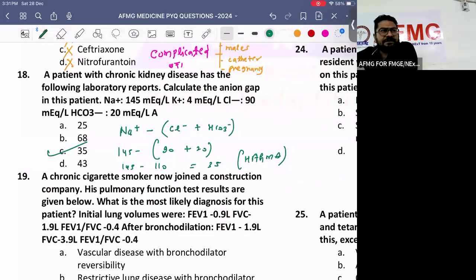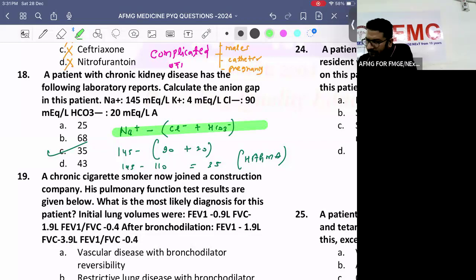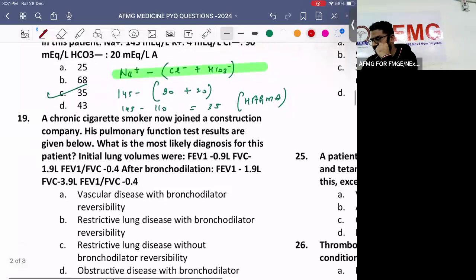Sometimes they can ask you to make a simple calculation. Anion gap कैसे निकालते हैं? सोडियम माइनस नेगेटिव आयन. Sodium minus sum of negative ions. So this is the formula that you should remember. Sodium minus sum of negative ions. Am I clear? This is the formula that you should remember. Okay, moving to next one.